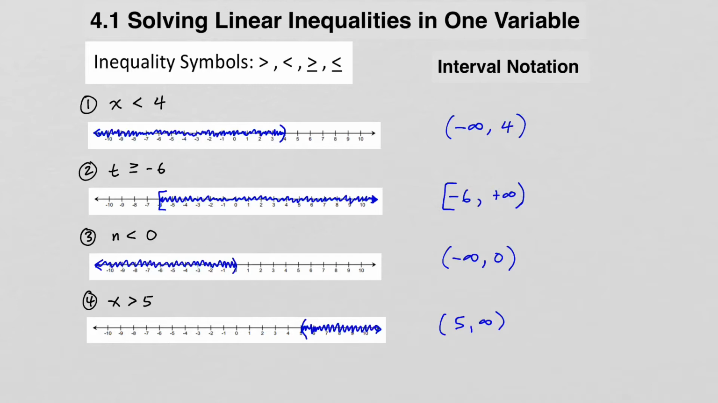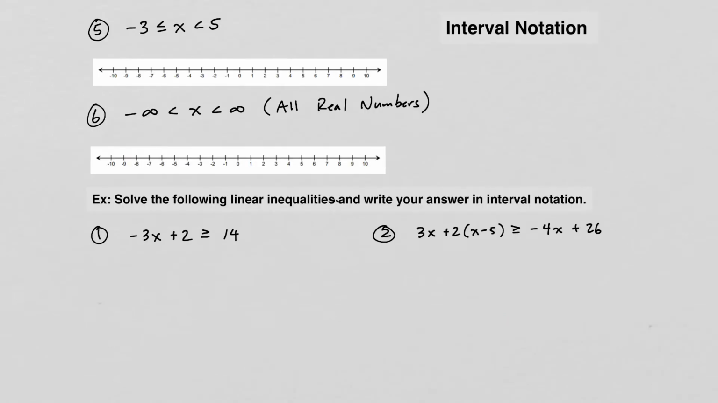Let's take a look at a couple more. So for problem number 5, I would like to graph this inequality. This is called a double inequality. It's also sometimes called a continued inequality. We'll just call it a double inequality for now. That is what your textbook calls it.